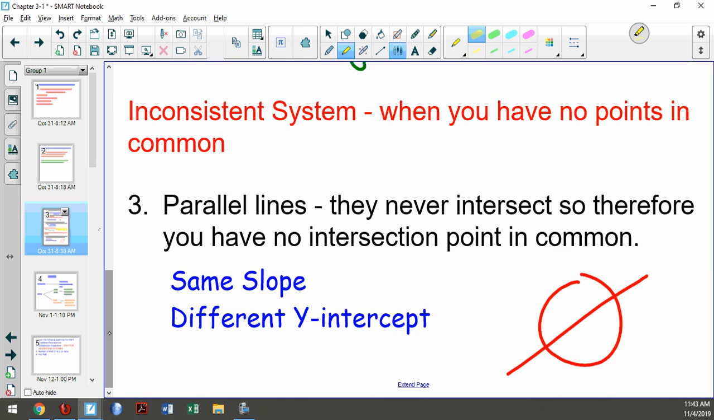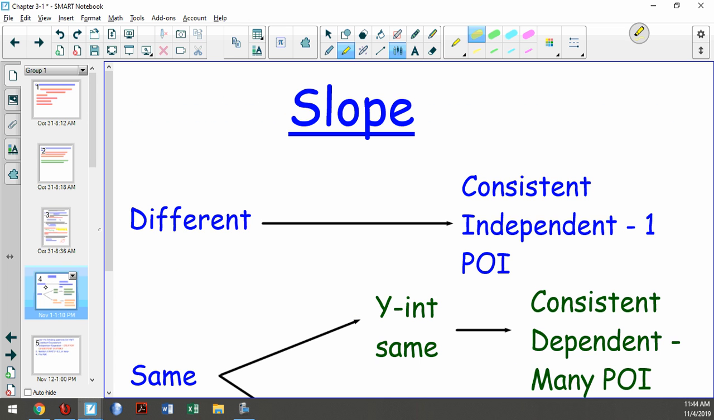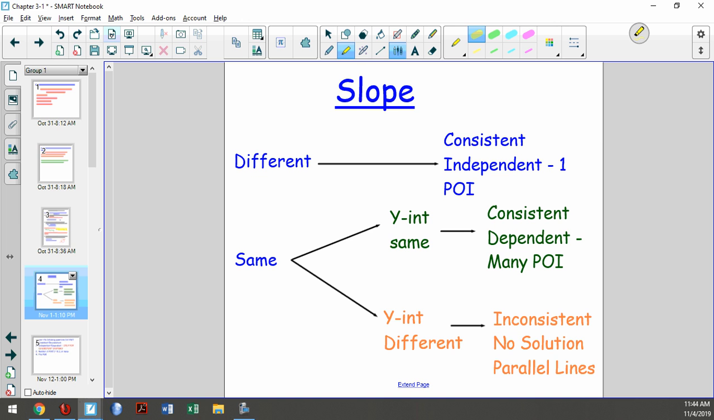An inconsistent system is whenever they don't cross, their slopes are the same, but the y-intercepts are different, and that means there's no POI. Do you see this page right here? This is a super helpful page. This is the page that you really want to imprint into your head. If I were you, I'd put a big box in the bottom right-hand corner of your notes there. This is the page that you want to remember.